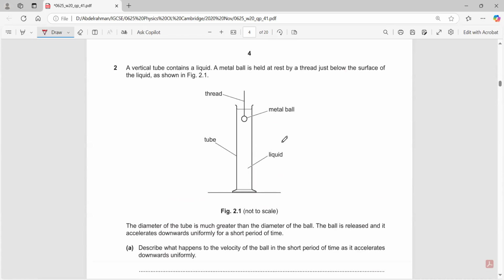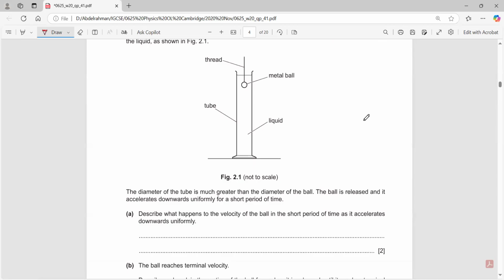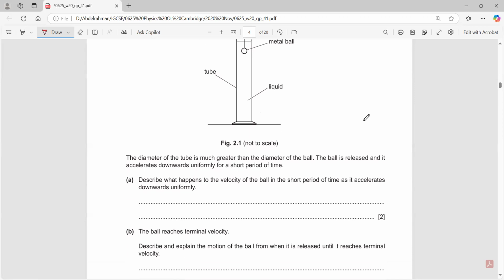Question 2. A vertical tube contains liquid. A metal ball is held at rest by a thread. The diameter of the tube is much greater than the ball. Describe what happens to the velocity of the ball in the short period of time as it accelerates downwards uniformly. We need to say that the speed increases.